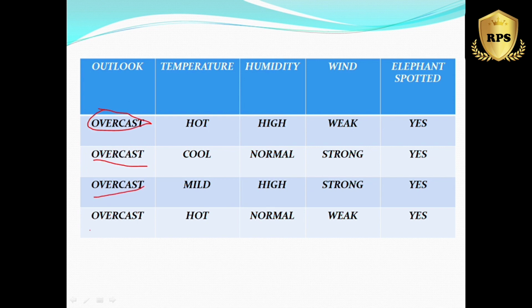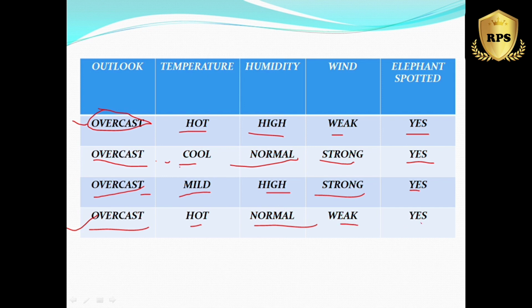Yeah, these are overcast. You have seen. So here, when the temperature is hot, humidity is high, wind is weak, elephant is spotted. This is the training data actually. Cool temperature, normal humidity, strong wind, elephant again spotted. Now mild temperature, high humidity, then strong wind, elephant again spotted. Hot temperature, humidity normal, weak wind, elephant again spotted.